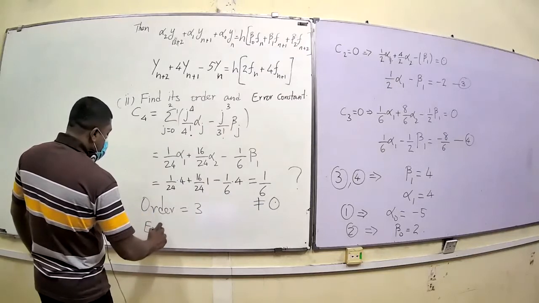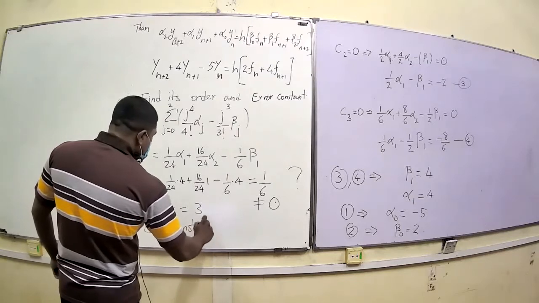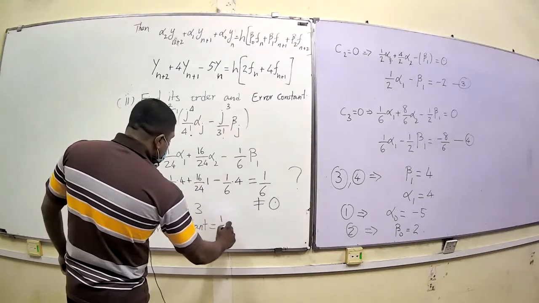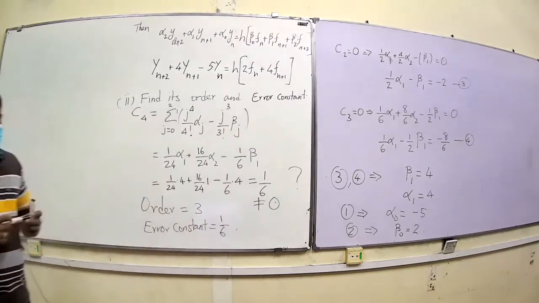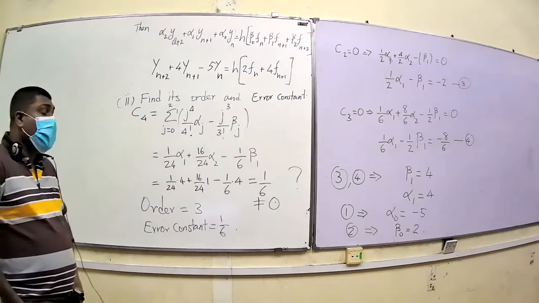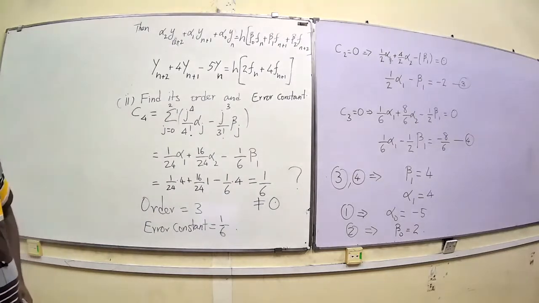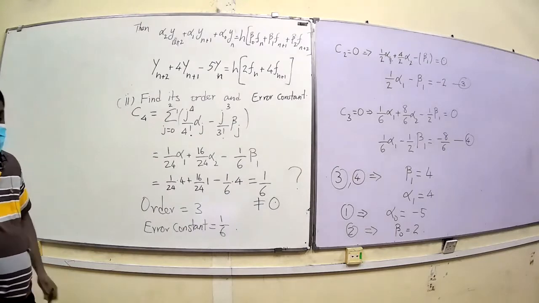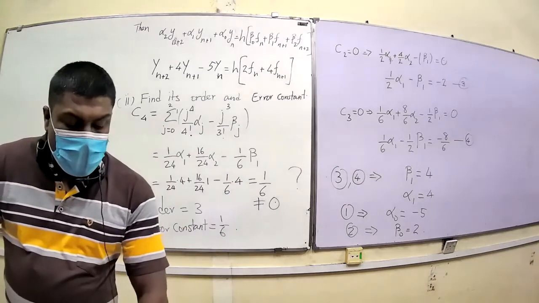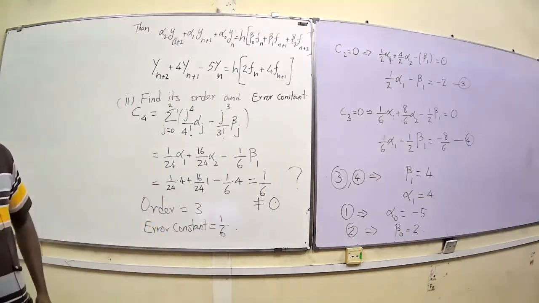Error constant is one upon 6. So this is how you derive a linear multi-step method of a given order, or a given linear k-step method of maximum order. And then you can find the error constant and the order of the method as well. So this is another usage of it.